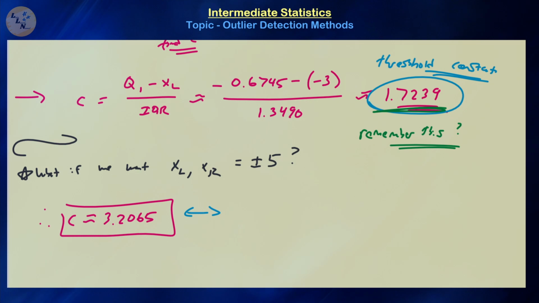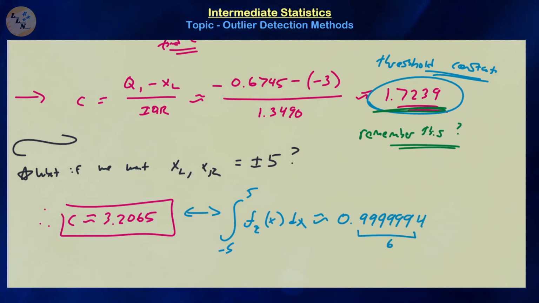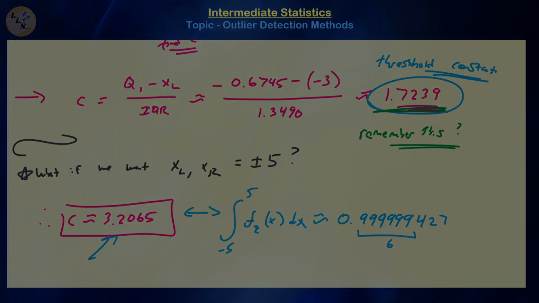So you would choose this threshold constant value provided that the integral from minus 5 to 5 of the standard normal distribution is close enough to 1. And you should be able to find that that's going to be approximately equal to 0.1234556, so that's 6 nines, followed by 427. So if this is close enough to 1 for you, and a lot of people use 5 standard deviations from the mean as a nice little basis, that means your thresholding constant would be equal to approximately 3.2.